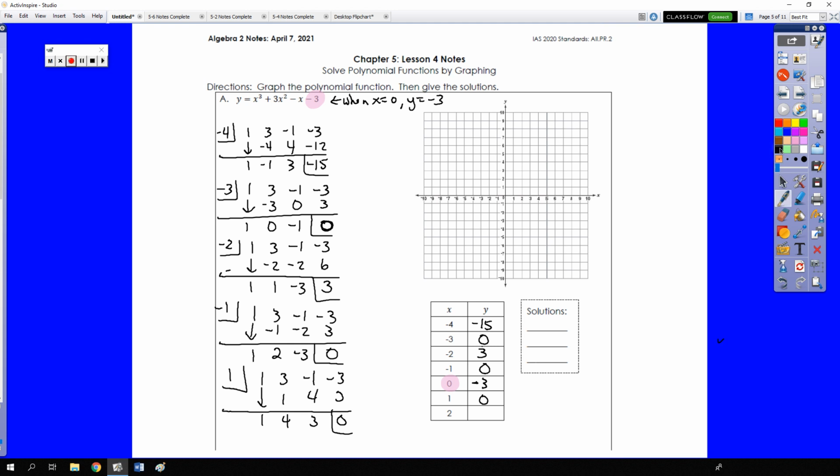I ran out of space here, so I'm going to write this one a little bit smaller on the inside. We're going to run 2, 1, 3, -1, -3. We're just going to run synthetic division 1 time for each of the values provided to us in that t-table. So when we get done doing that, that's 18, so we have 15 for that point.